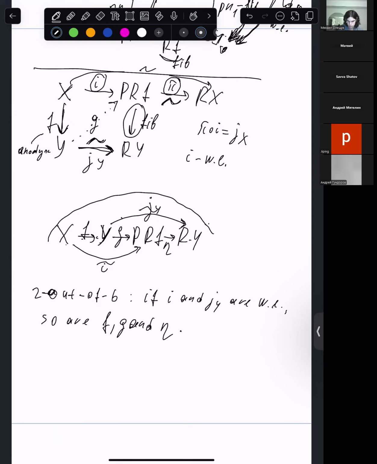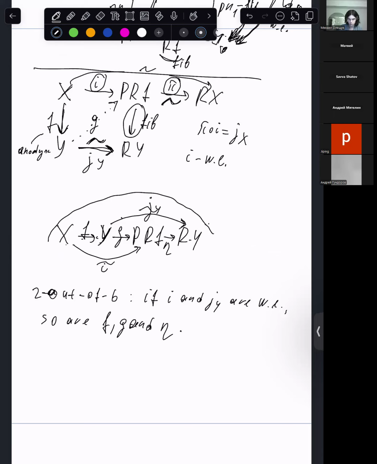So why is this true? This is true because the two-out-of-six property is true for isomorphisms in every category, not necessarily a model category. It is an exercise for the listeners. Exercise on category theory.